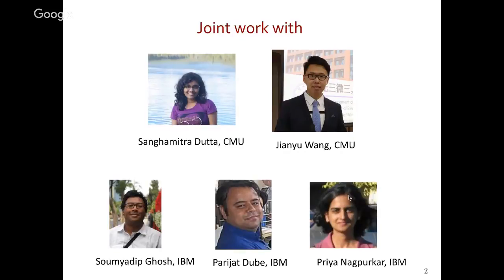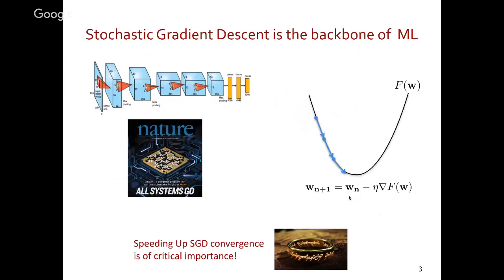As the title suggests, this talk is about stochastic gradient descent. First, I want to talk about why this is an interesting and important problem to consider. The reason is that stochastic gradient descent, as many of you know, is the backbone of machine learning systems today. For example, the backpropagation algorithm, which is used in neural networks, is a special case of stochastic gradient descent. It's also used in reinforcement learning and many other machine learning systems. Because of this ubiquitous nature of SGD, speeding up its convergence is a problem of critical importance. It's like the one ring to rule them all, or the one problem to rule them all. And that is why it's of interest to many people, including us.